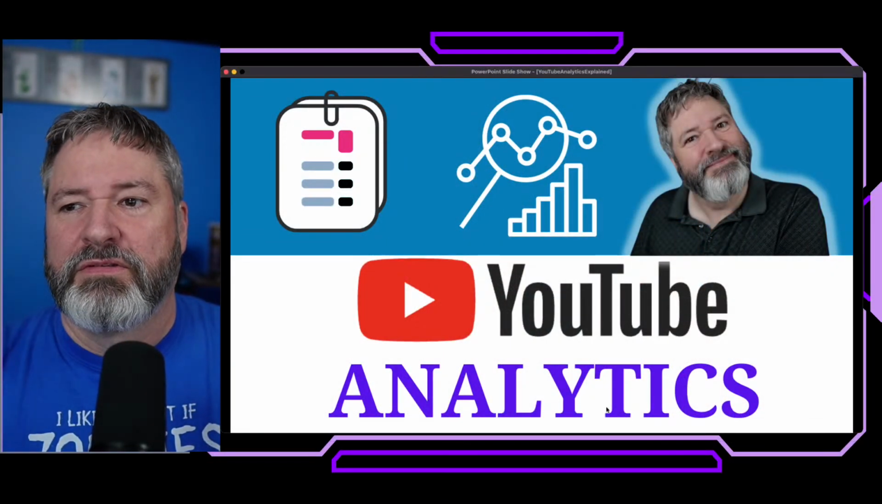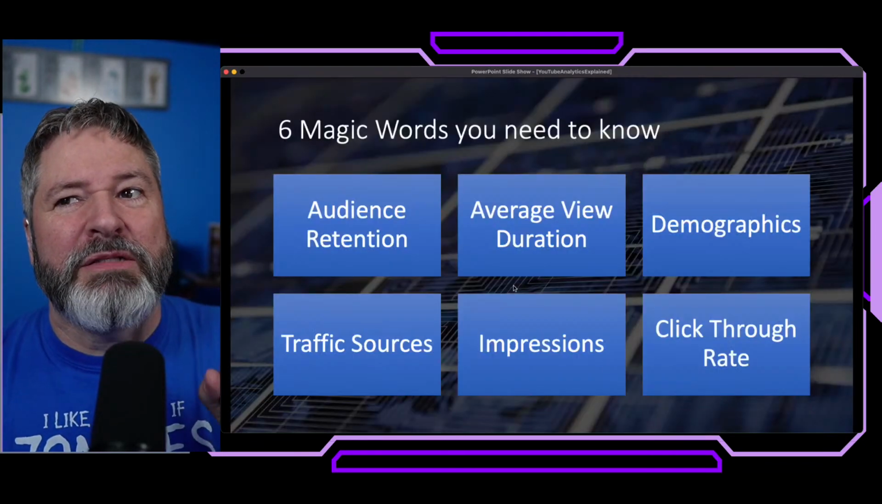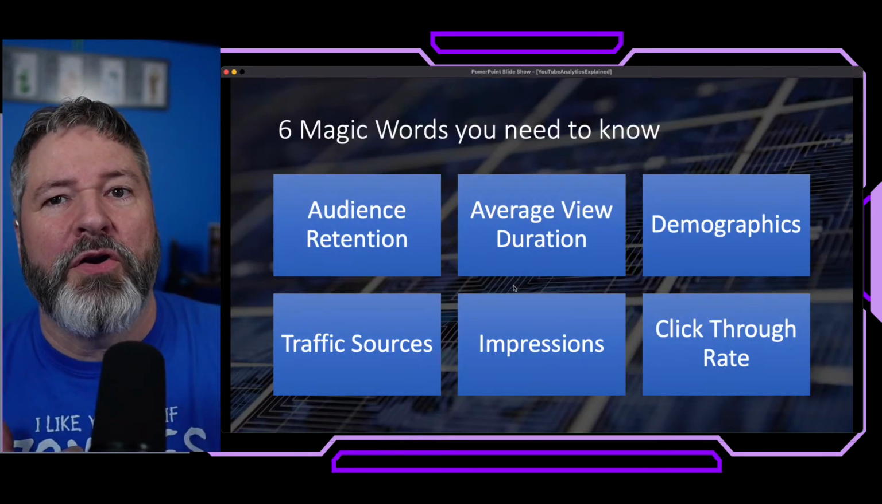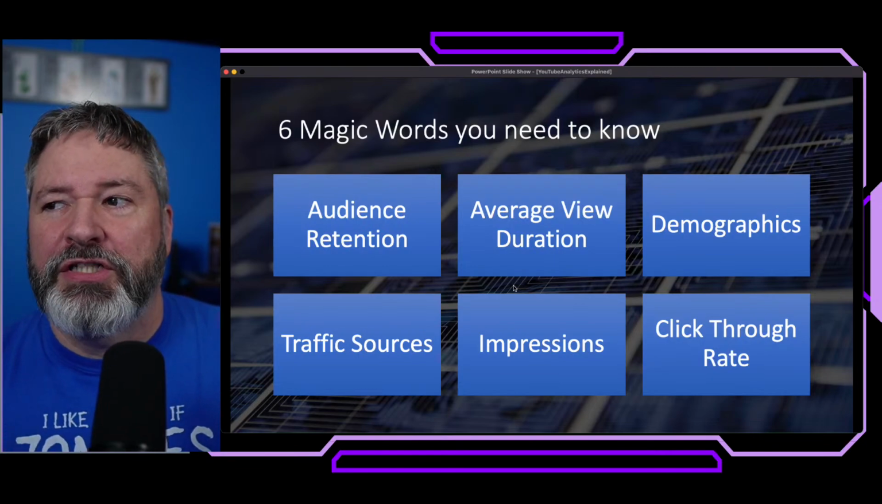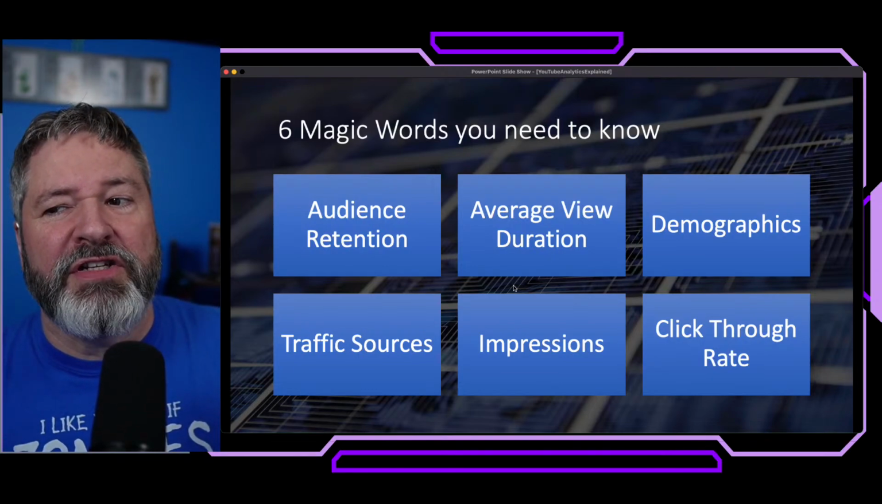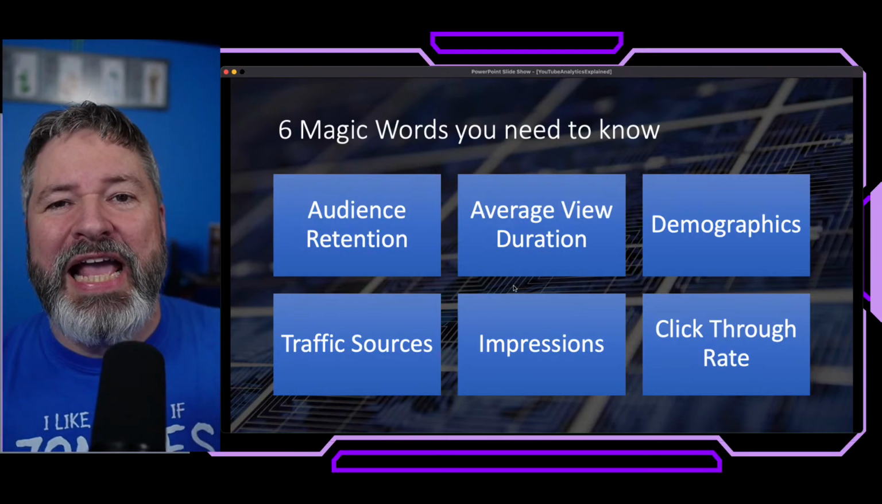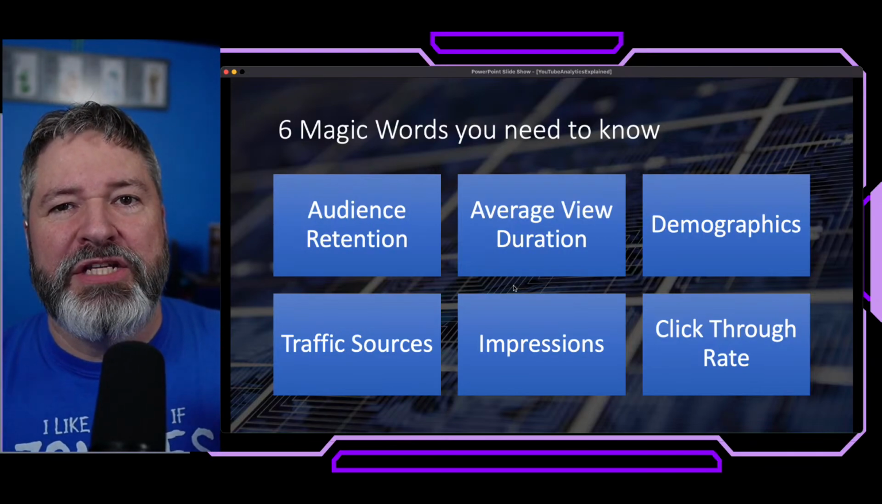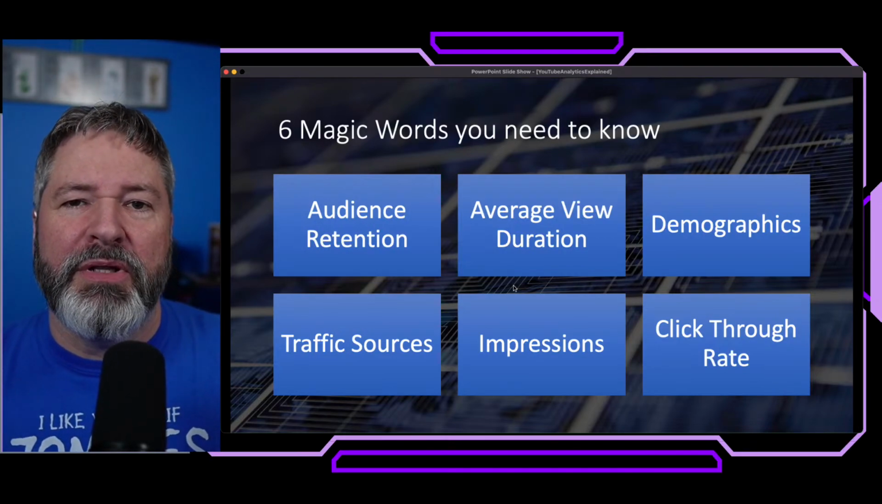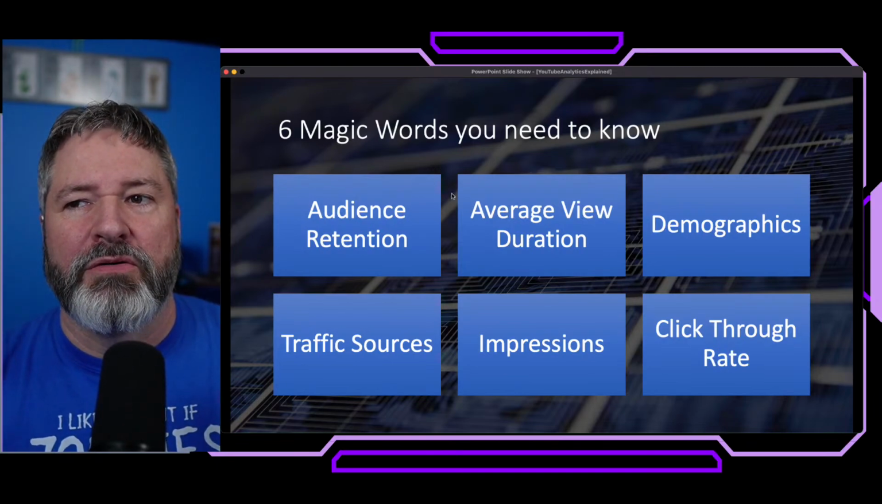All right, so six magic words you need to know. Audience retention, average view duration, demographics, traffic sources, impressions, and click-through rate. These are the six magic things that you need to know. There's a couple others, we'll get to that, but these are the big dogs.